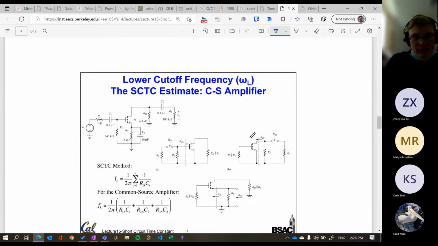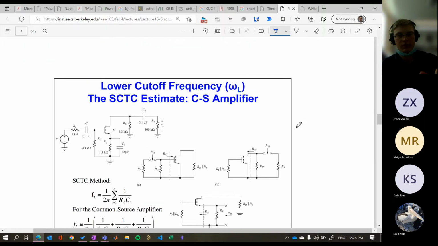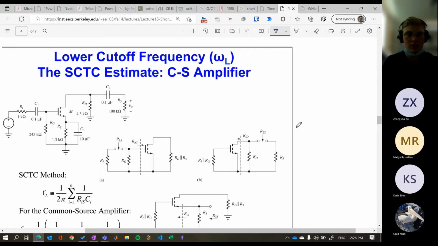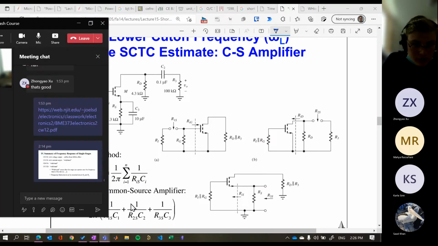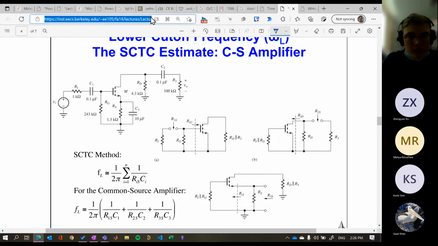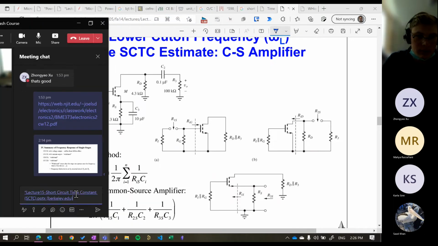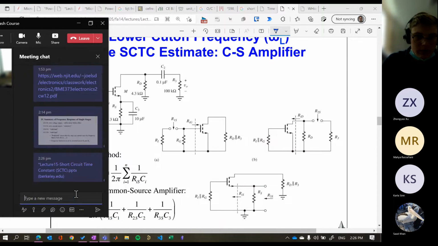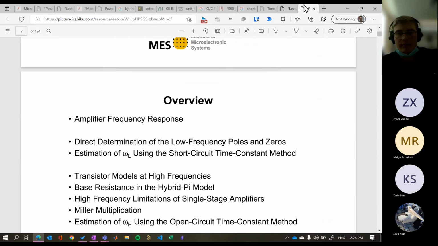We can do the exact same thing with the MOSFET. Maybe it might be worth having a look at a MOSFET for low cutoff frequency, just because you might get thrown by it. I'll just double check I've sent this through. Hopefully that's working okay. Yep. So you'll have access to all these resources.